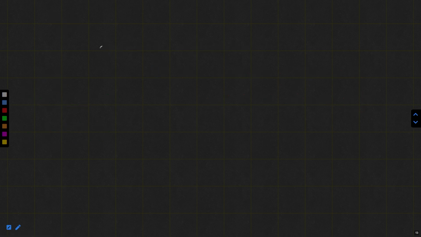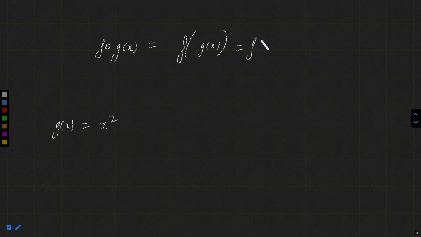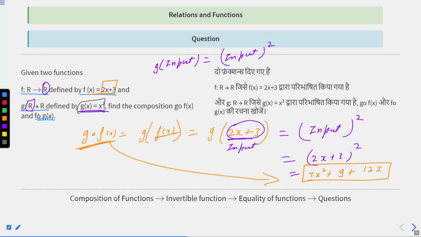Now f of g(x) will be what? f of g(x). Okay, and we know what is g(x). g(x) is x square. Now observe f(x). So f of input is equal to 2 times input plus 3. Yes, 2 times input plus 3.